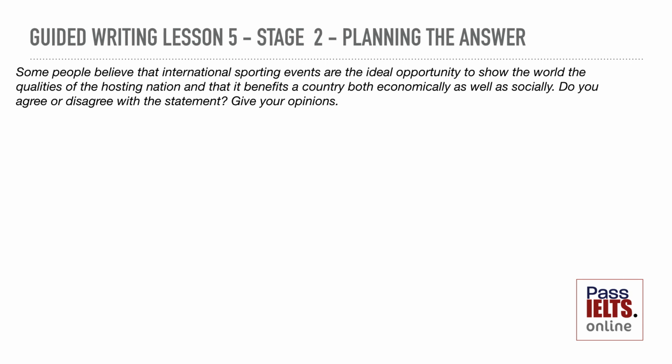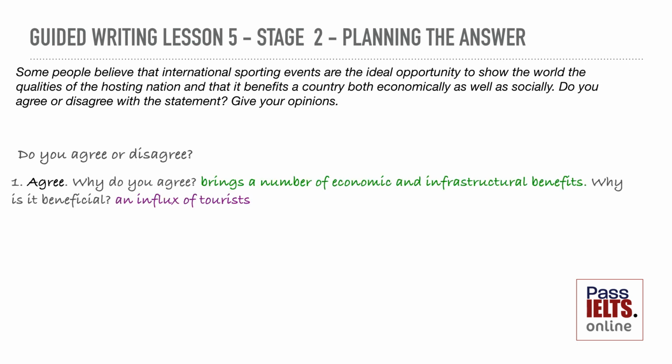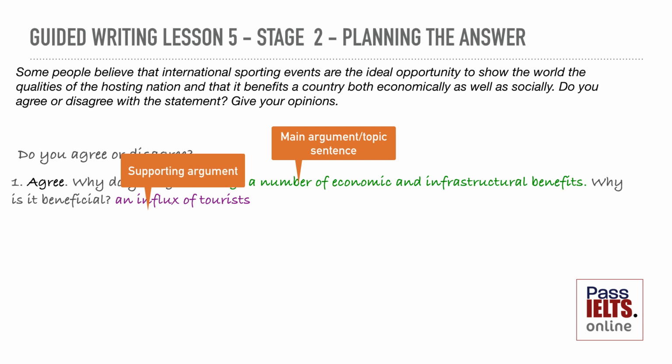In this example, I have two arguments for and one against, but on the whole, I actually disagree. First of all, I ask myself, do you agree or disagree? My first argument, my first paragraph, I agree, because there are a number of economic benefits to a country hosting an international event. And that is my main idea. And then I look at why that is and my supporting argument.